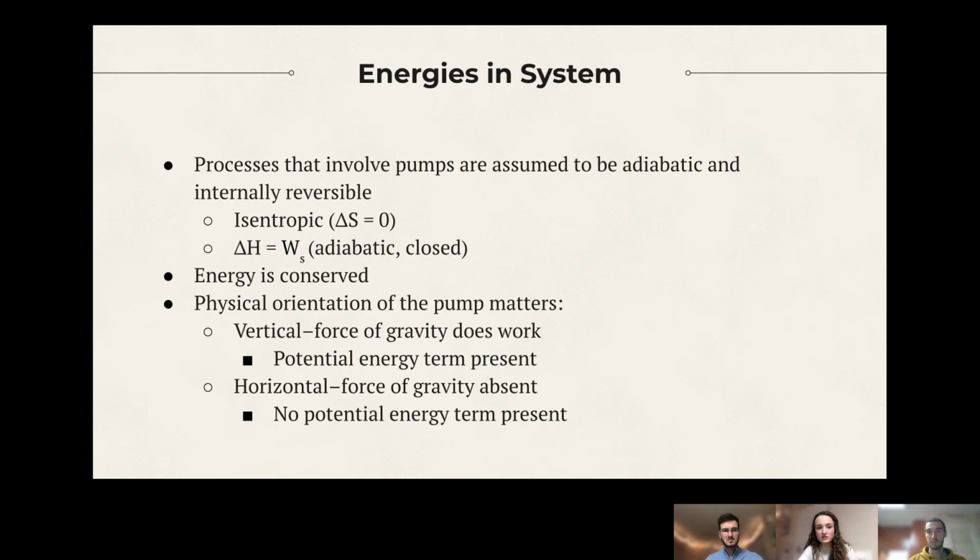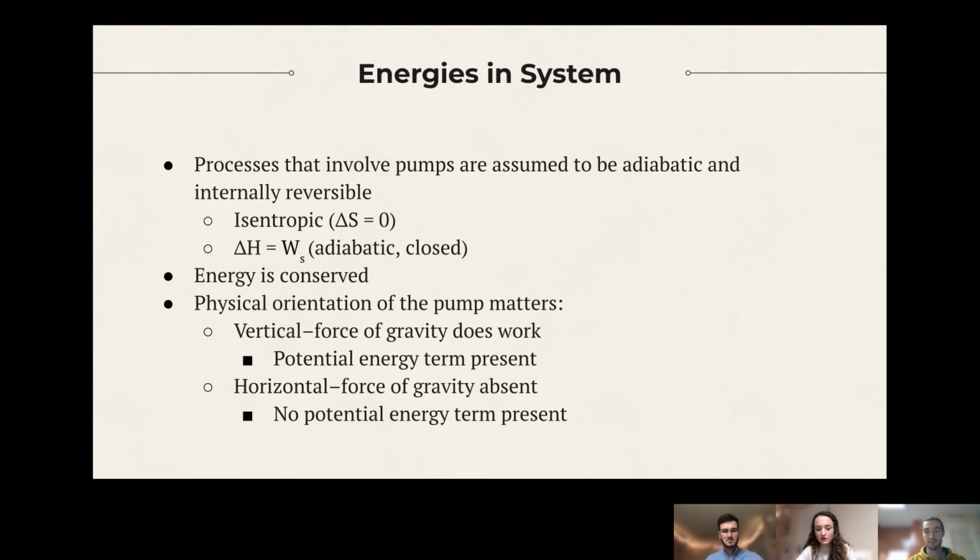The energies in our system are described in the textbook, and they are assumed to be adiabatic and reversible. Both of those properties automatically imply an isentropic process, where the entropy remains constant throughout the entire system, which is delta S equal to 0. And it also lets us use delta H equal to the shaft work, which is W subscript S. This equation allows us to apply a lot of things to the situation and describe the work at the outlet.